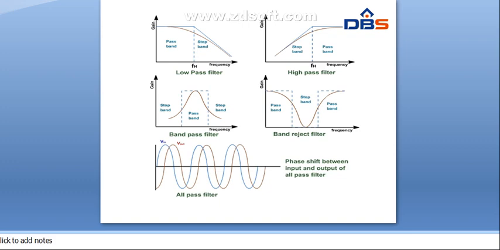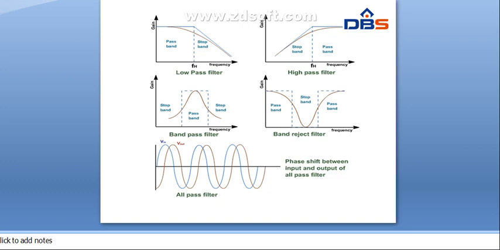In both band pass and band elimination filters, the frequency fc is called the center frequency. It is approximately at the center of the pass band and stop band for the two filters. So fc is the center frequency for the band pass and band reject filters. So that is about the frequency characteristics of low pass, high pass, band pass and band elimination filters.